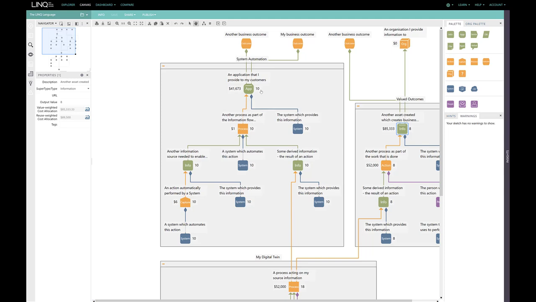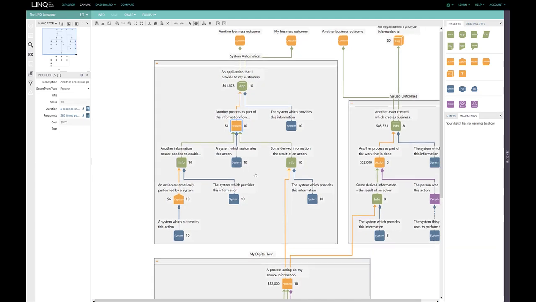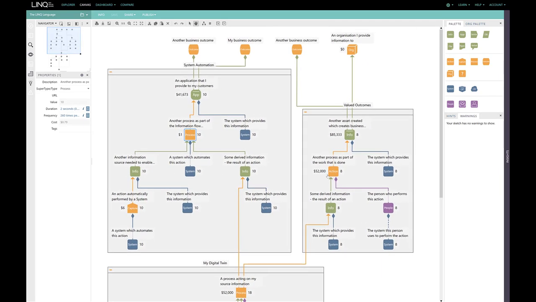In this part of the sketch, we can see where we have some system automation. So the other part of the language is, this is a system that is automating this action. This system also carries an hourly rate, in this case $5.50 per hour. The action that the system performs only takes 2 seconds, but it happens 260 times a year. So rounded up, this action costs the business $1 to perform. You can also see we are accounting for the systems which provide information. This is the relationship here. So this is how the LINQ language from the slide translates into the model that we are building as our digital twin inside the LINQ platform.